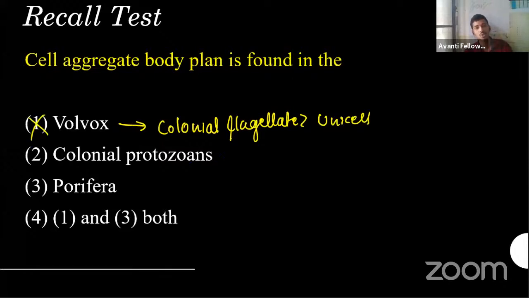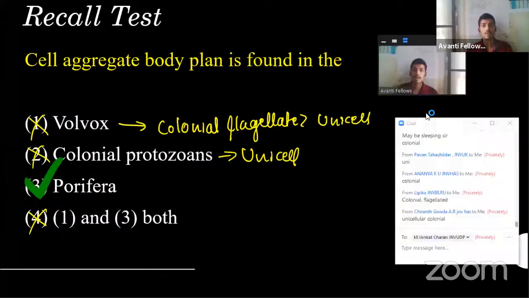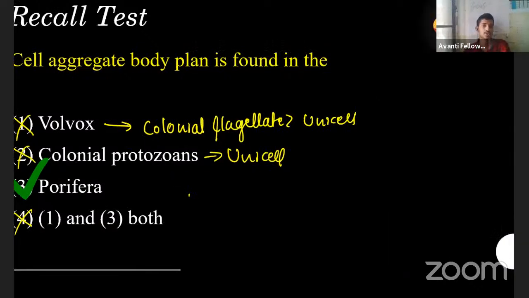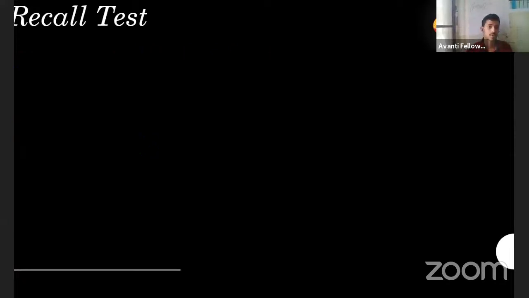When you remove this first option, you can remove the fourth option also, right? That's easy. And colonial protozoans: even though it may be a protozoan, what kind of body does it have? All the protozoans are unicellular only, right? So this is also not the correct answer. Then what's the correct answer? The correct answer is Porifera. So the cell aggregate body plan is found in phylum Porifera. Correct. Yes, so many people answered correctly on YouTube also. So we are going for the next question.